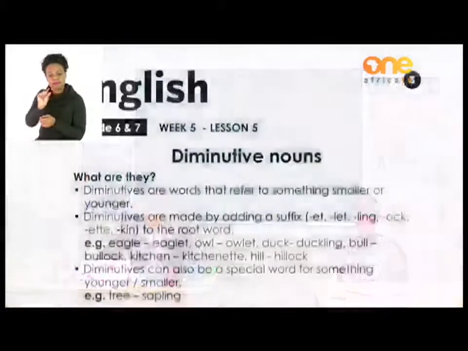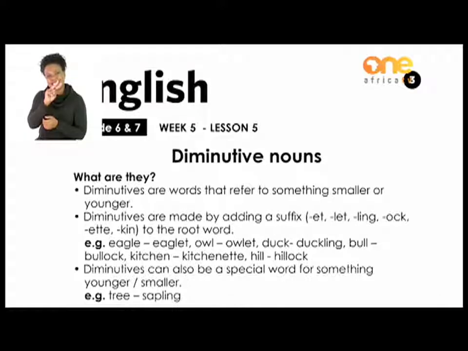Diminutives are words that refer to something smaller or younger. This is on page 3 of your booklet. Right, diminutive nouns are words that refer to something smaller or something which is younger. Remember about young ones of different animals, and then we have also small things. For instance, a river, Okavango River, a small Okavango is called a rivulet. And then a young one of a dog is a puppy. And then we also have a young one of a cat is a kitten.